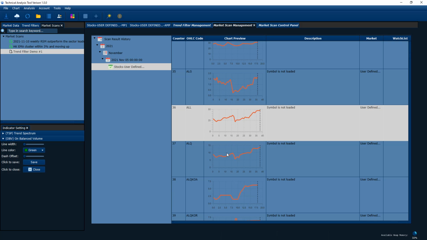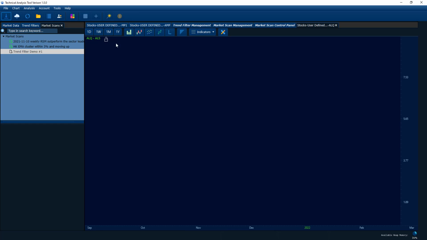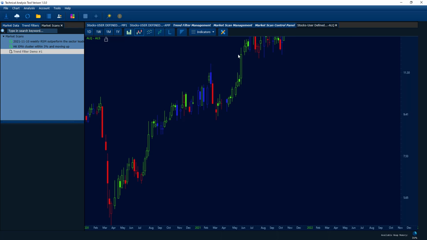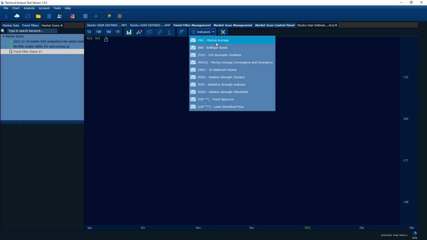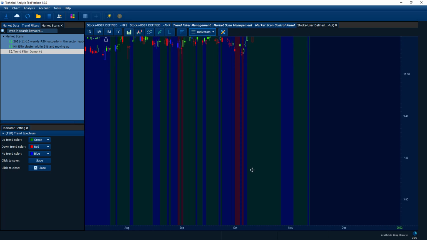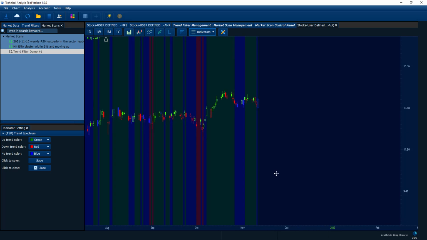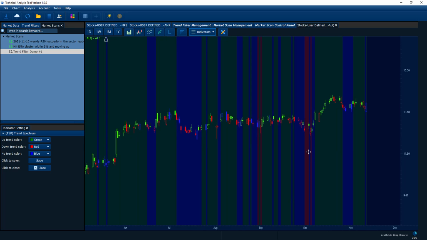For example, the ALQ. Let's apply the daily chart, and then we'll bring up our TSP. Okay, so this one is correct. The daily chart is uptrend. You can see the daily chart is actually in its first uptrend. As I mentioned, it's the first time going back to the green color. So this is very significant.